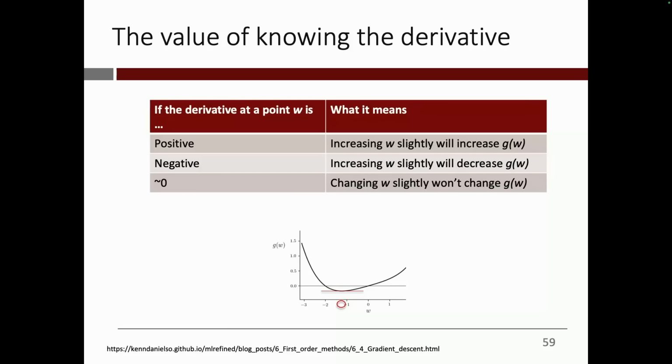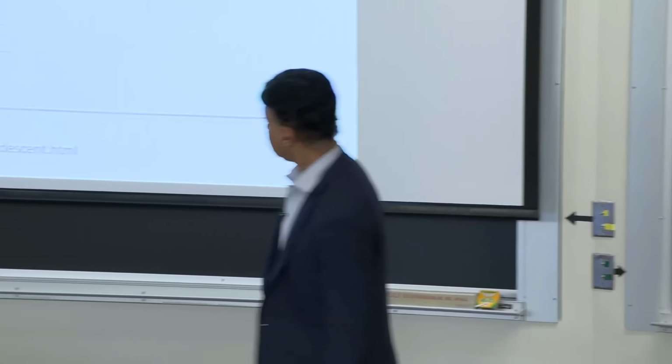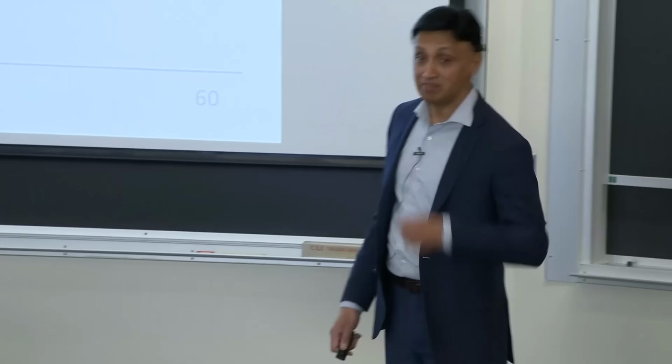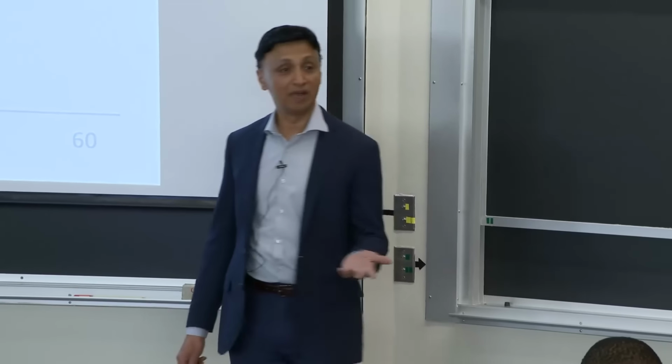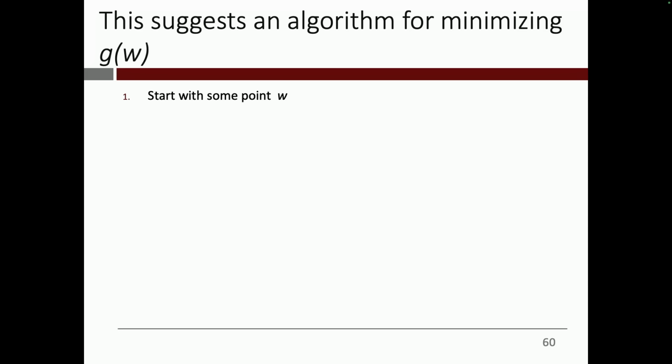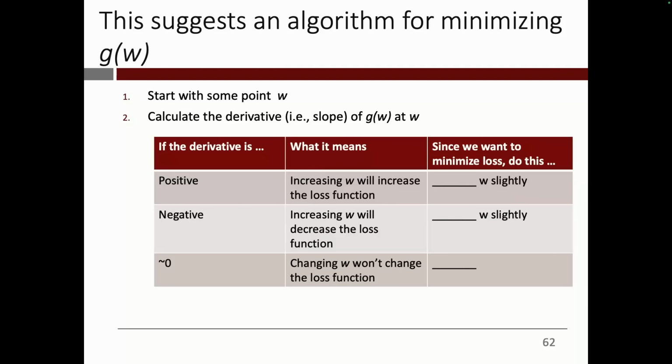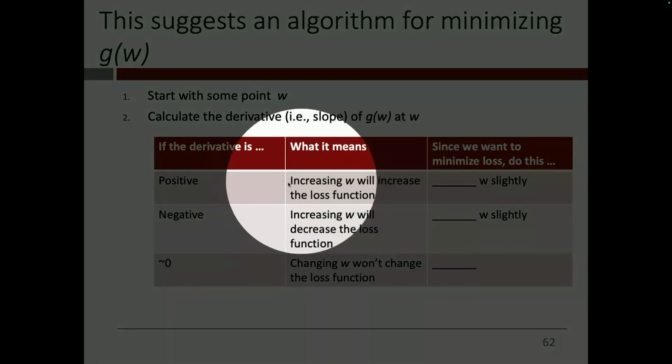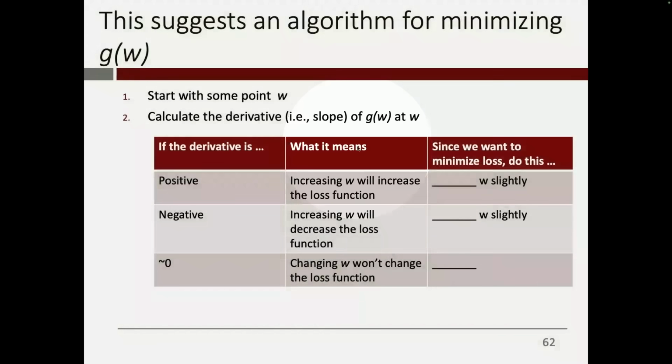All right? That's it. So this immediately suggests an algorithm for minimizing the function: let's start with some random point w, and then calculate the derivative at that point. Once we do that, there are 3 possibilities. It could be positive, negative, or close to 0. If it's positive, we know that increasing w will increase the function, but we want to minimize it, which means that we should not be increasing w. We should be doing what here?